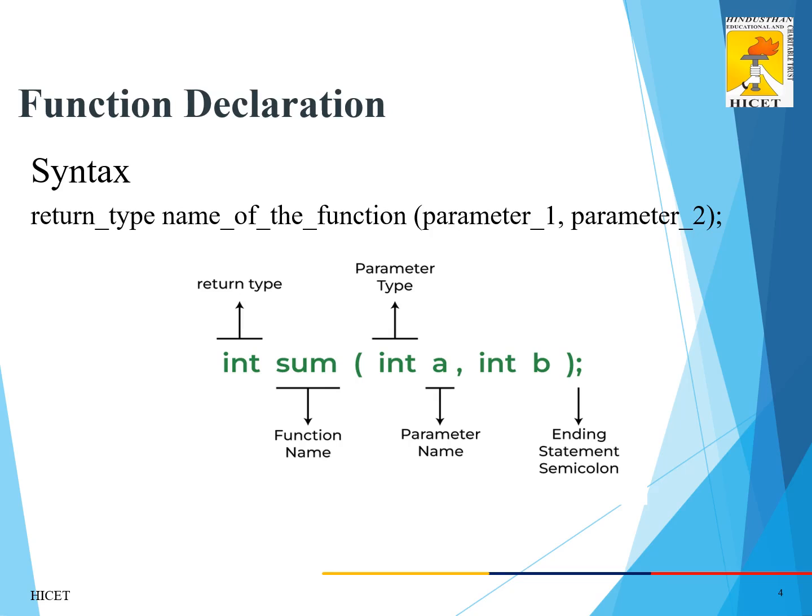Let's look at this example: int sum(int a, int b); Here int is the return type. It means the function will return an integer value. Sum is the name of the function. Inside the bracket, int a and int b are the parameters. They are input to the function. Don't forget the semicolon at the end. That's important in declaration.